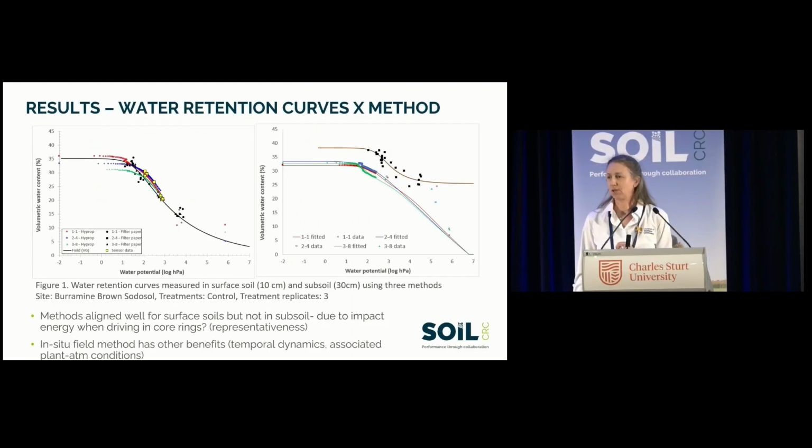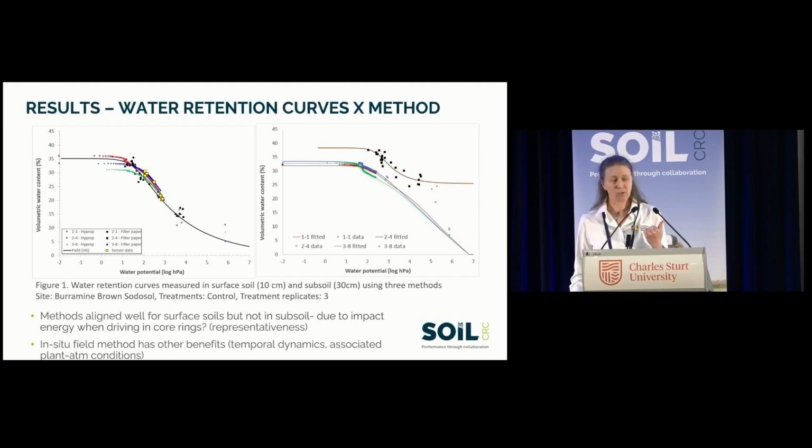So back to the brown sodosol in northern Victoria and Barramine. These are our 3 methods that we're looking at. The yellow squares on this water retention curve on the left are the data from our paired in-field sensors. We've overlaid them with data from cores that we've taken to the lab using HYPROP and WP4C instruments to measure the matrix potential and relationship. Those are the red, the blue and the green lines. And we've also used a filter paper method again on those intact cores, and those are the black symbols. And interestingly, they overlay. We've got some agreement and alignment between the three methods. We didn't necessarily expect that.